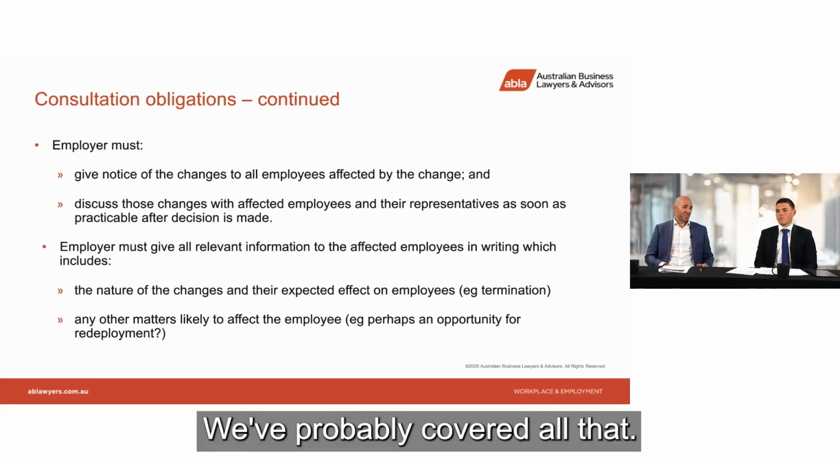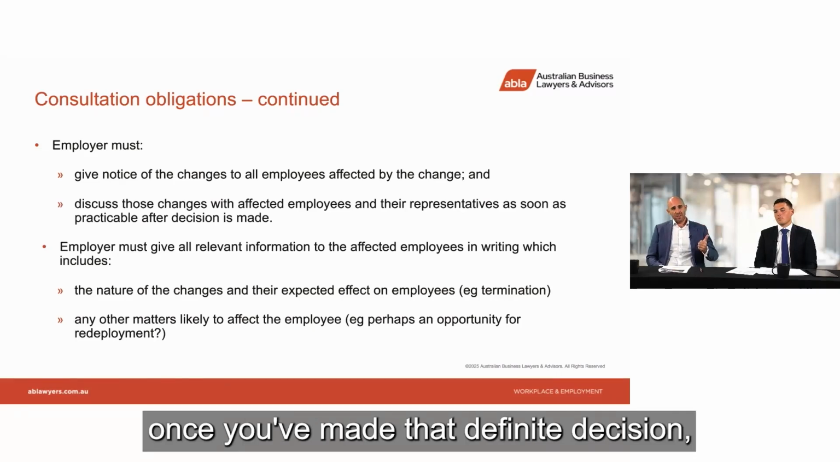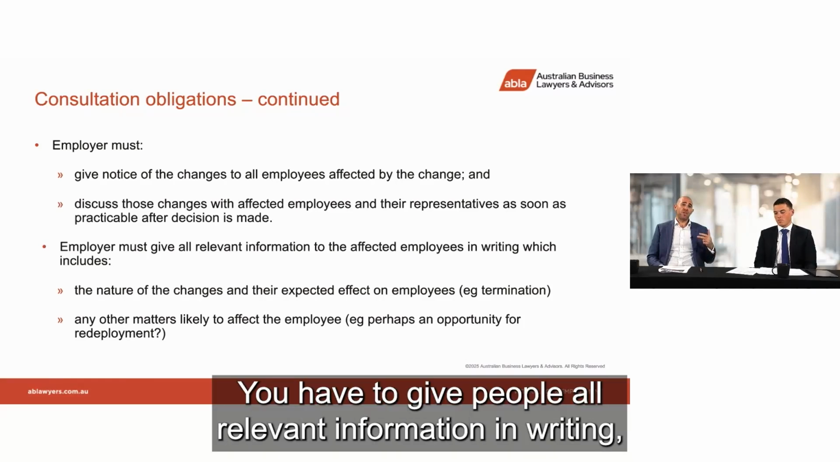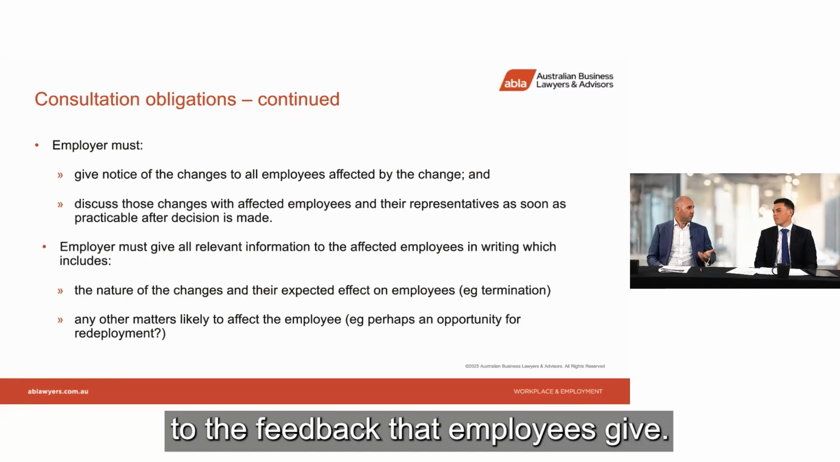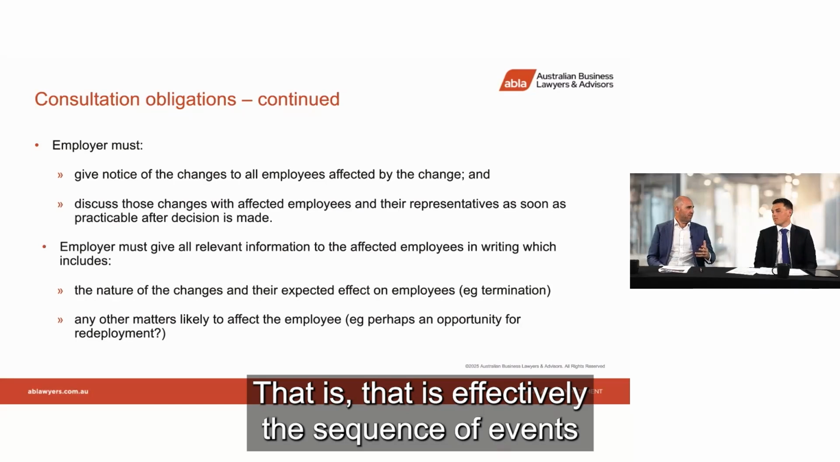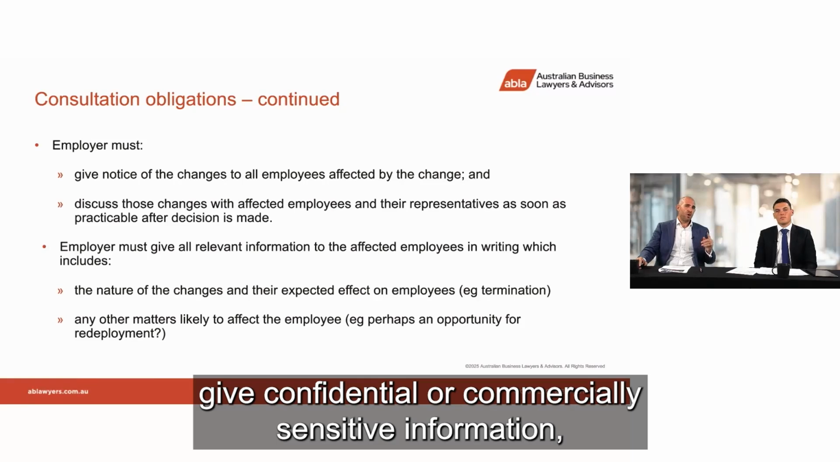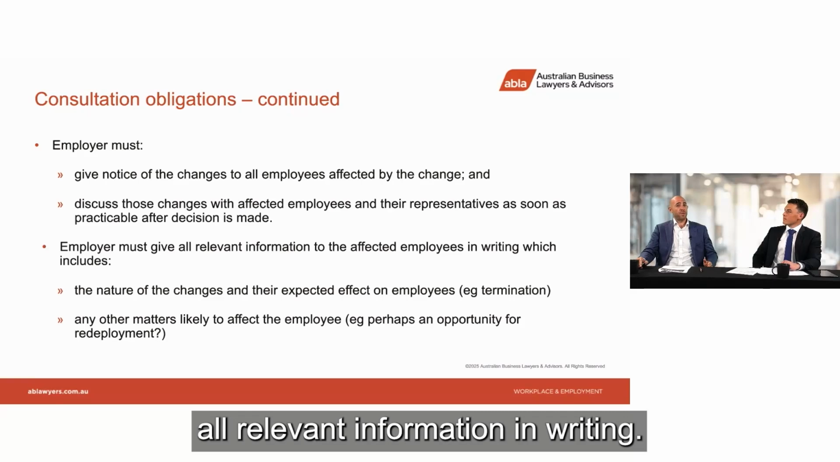We've probably covered all that. So I think just the practicalities around that award clause: what it typically says is, once you've made that definite decision, you need to consult as soon as reasonably practicable after making the definite decision. You have to give people all relevant information in writing. You need to meet with people to discuss the changes and the impact of those changes. You need to give genuine consideration to the feedback that employees give. That is effectively the sequence of events for a consultation process. Of course, you don't necessarily have to give confidential or commercially sensitive information. But just bear in mind, the award says all relevant information in writing.